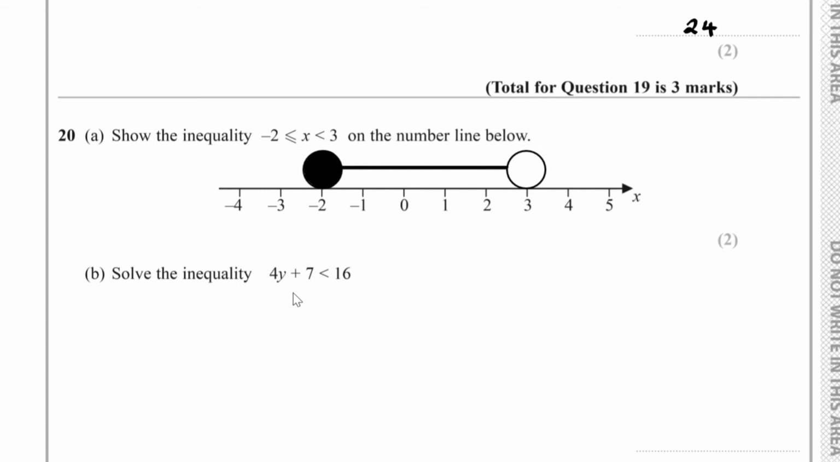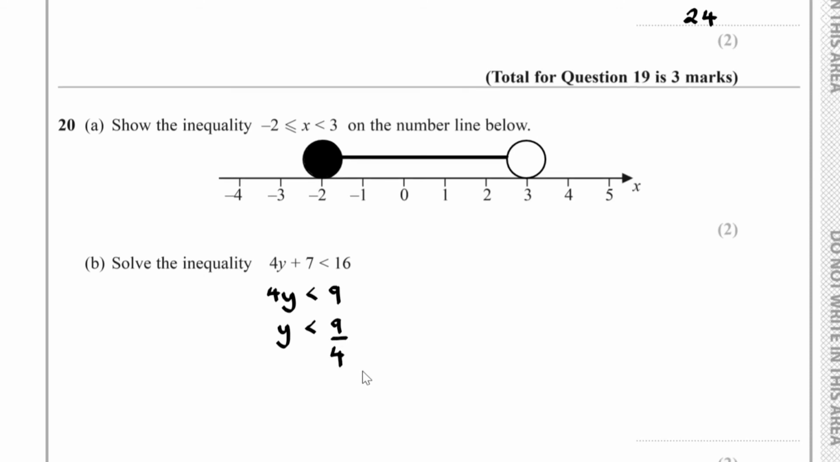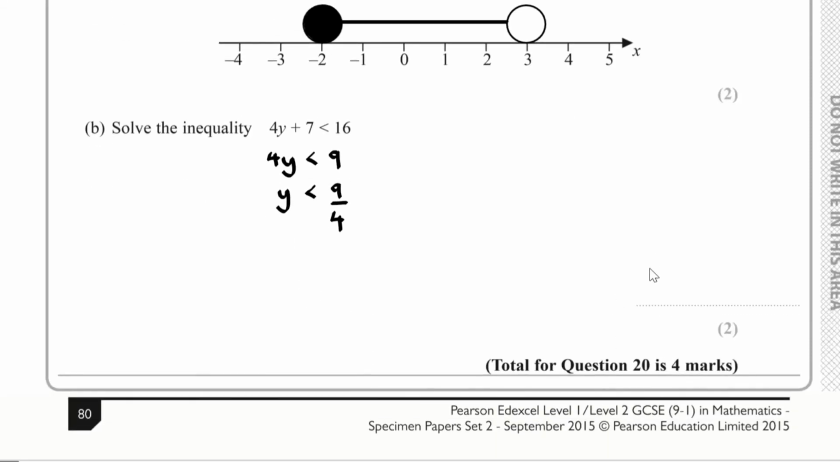For part B, we have to solve 4y plus 7 being less than 16. Well, subtracting 7 from both sides, you will find 4y to be less than 9. And if I divide both sides by 4, you will find y to be less than 9/4. Now as a decimal that's 2.25, so we have y being less than 2.25.